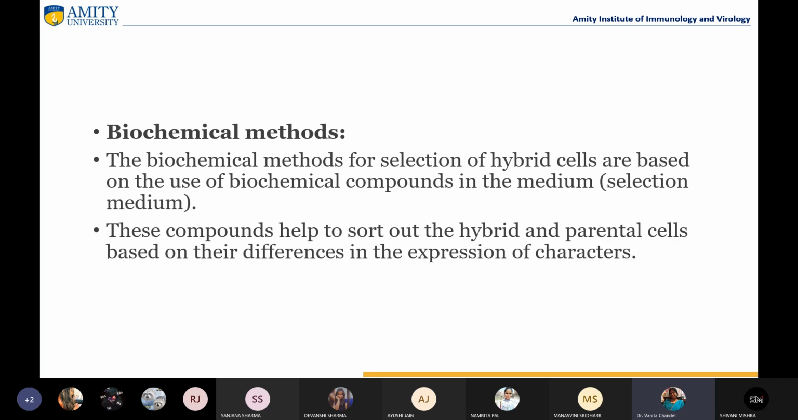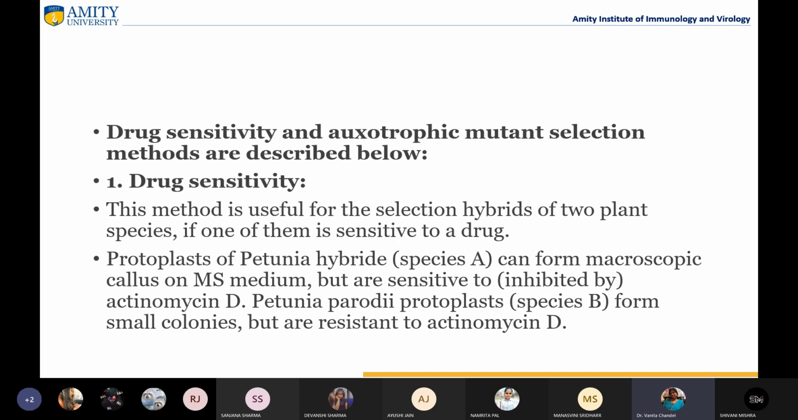Biochemical methods for selection of hybrid cells are based on the use of some biochemical compound in the medium. So these compounds help to sort out the hybrid and the parental cells. So these will be compounds in which the parental cells will not be able to grow, and only on minimal medium. We always call them a minimal medium. So only the hybrid will grow on that medium, not the parental cell. So in this way, we will be able to distinguish, right, based on their differences in the expression of the characters. Then drug sensitivity and auxotrophic mutant selection methods are here.